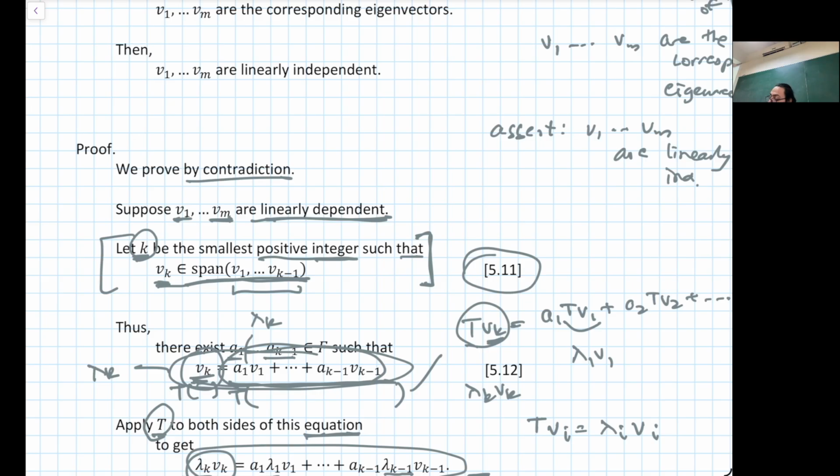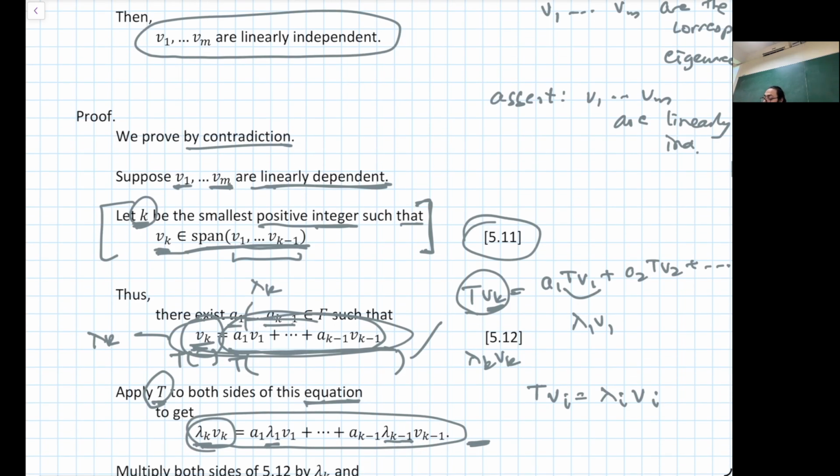What we want to show is that all of these vectors are linearly independent. That is what we want to prove. So if you're given a bunch of eigenvectors with distinct eigenvalues, those eigenvectors are linearly independent. The eigenvectors we are calling v1 to vm. Now, to prove this statement, we are assuming for contradiction that v1 to vm are actually linearly dependent.